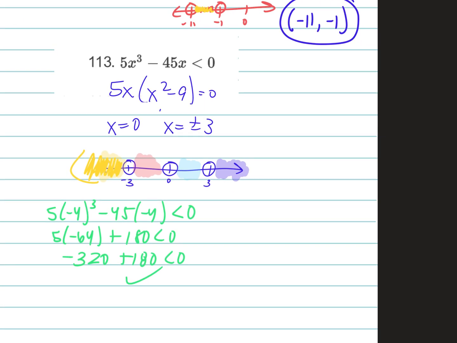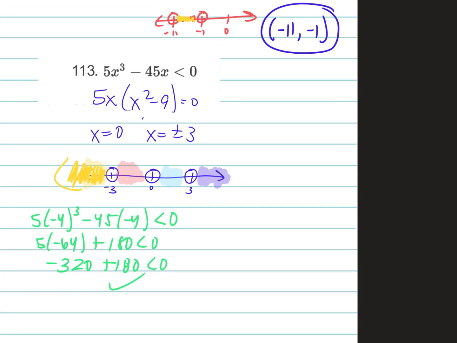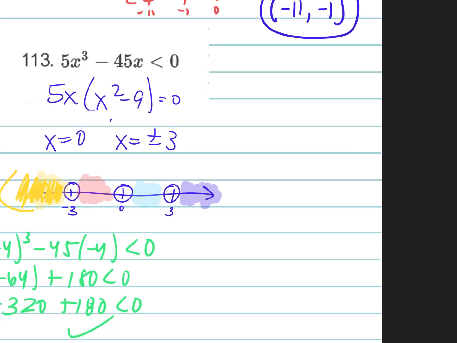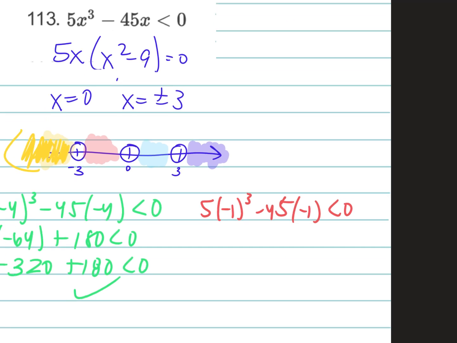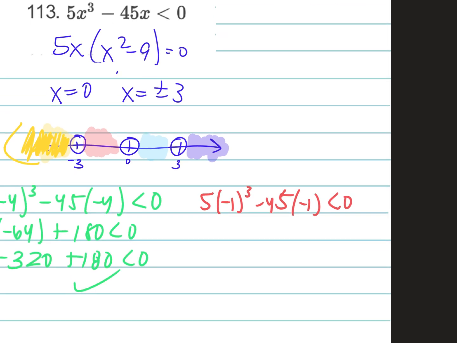So now let's check a number in the red section. Let's go ahead and pick negative 1. That would be easy. So 5 times negative 1 cubed minus 45 times negative 1, is that less than 0? Negative 1 cubed is negative 1, times 5 is negative 5, plus 45. Is 40 less than 0? No. So this area doesn't work.